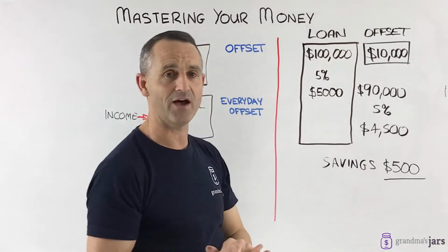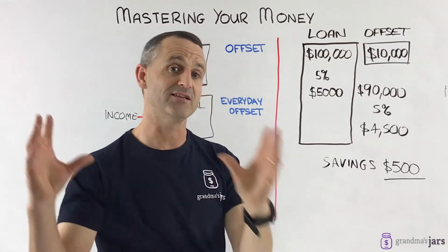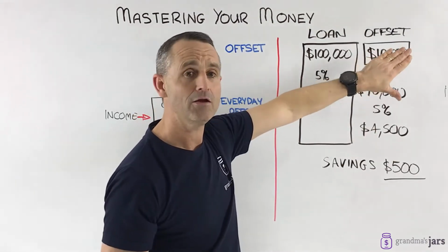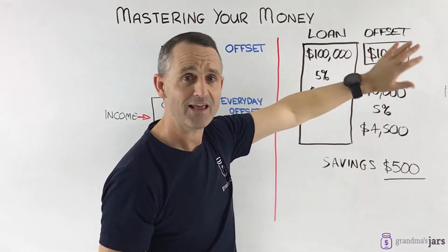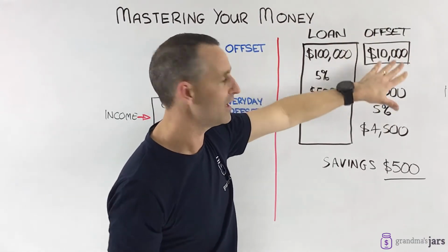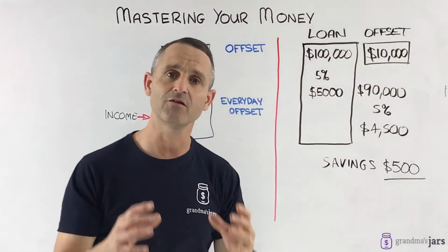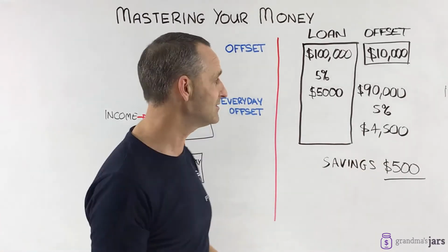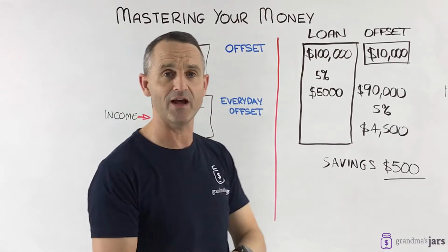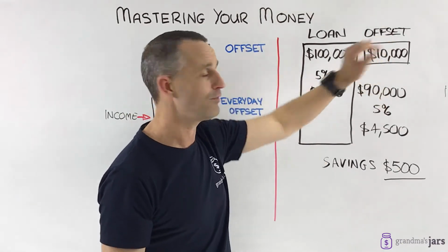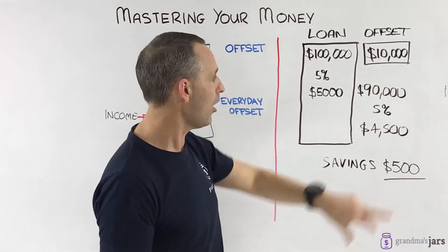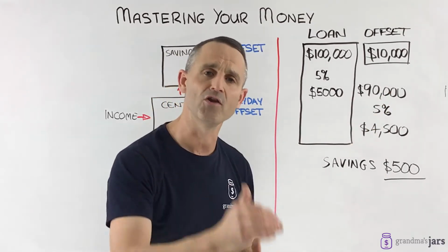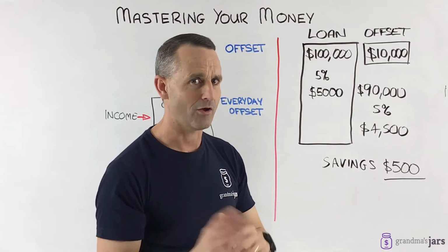What an offset account does is it's a separate bank account that sits alongside your home loan. And any money you have sitting in that account, so I've got $10,000 sitting here in this offset account, is considered by the bank to be off your mortgage. So what that means is instead of charging you interest on $100,000, because I have $10,000 sitting in this offset account, I actually only pay interest on $90,000. So I hope you get that.